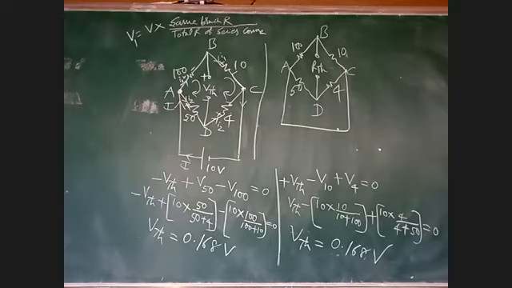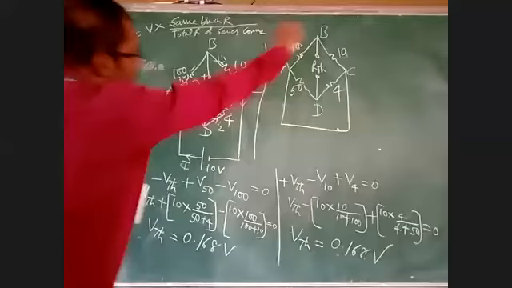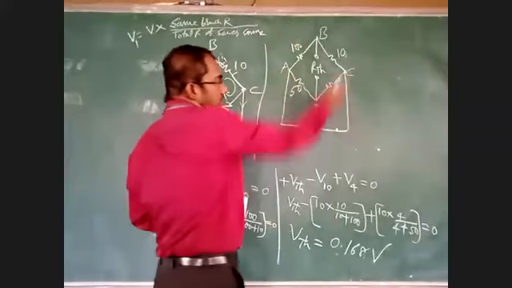Draw that circuit. In between point A and C, is there anything? Any resistance in between point A and C? No, sir. That means point A and C are short circuited.